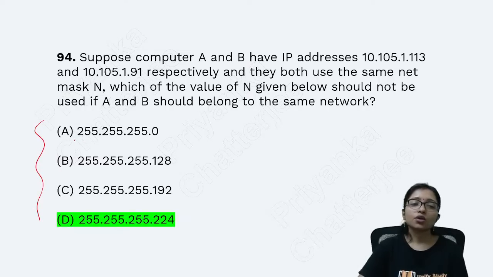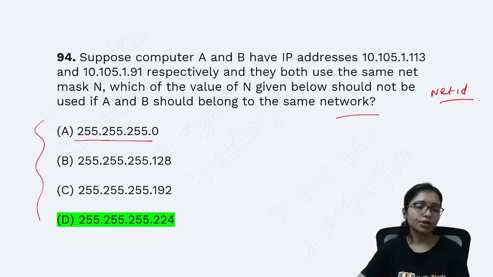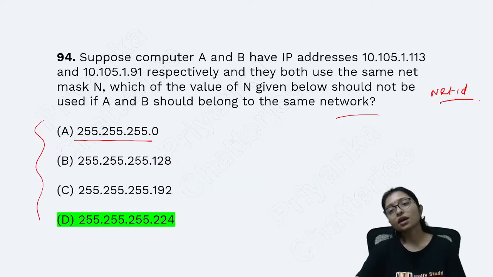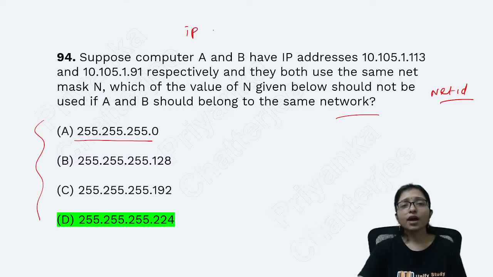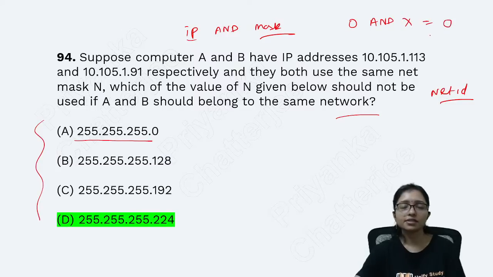Whenever you are doing the AND operation, you have to get that net ID. Where the net ID is coming the same, they are in the same network. If the net ID is not the same, they are in different networks. To get the net ID, you have to do an AND operation of the IP address with the mask. Okay. So whenever I am doing an AND operation, 0 AND with anything will always be 0.